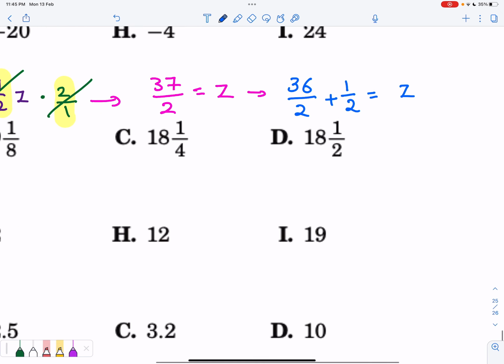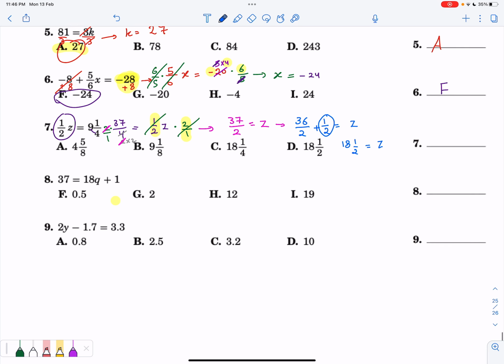Now 36 over 2, this means 36 divided by 2. That is equal to 18, right? When you divide it, you will get 18. And that fraction, you will just write it. So 1 over 2. So z is equal to 18 and 1 over 2, which is answer number D.